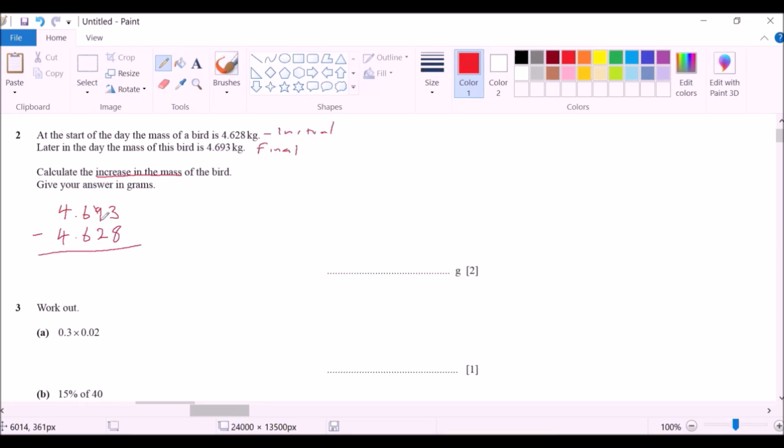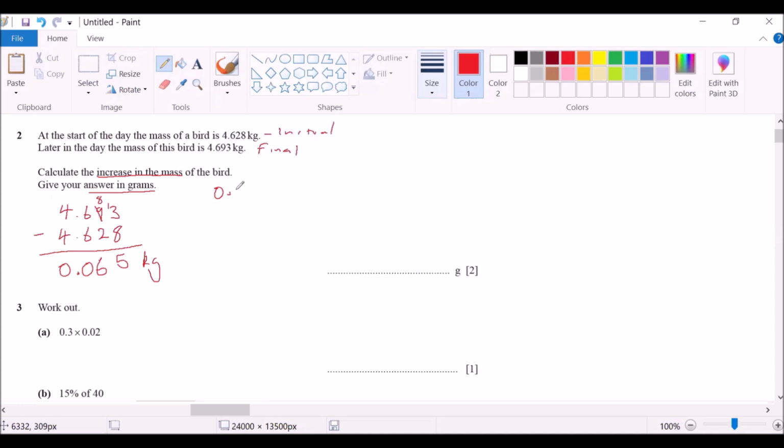4.628. So we borrow 1 here, this becomes 8, and this becomes 13. 13 minus 8 is 5. 8 minus 2 is 6. 6 minus 6 is 0, comma, 4 minus 4 is 0. These are kilograms, but we want our answer in grams. So to convert from kilograms to grams, we multiply by 1,000.